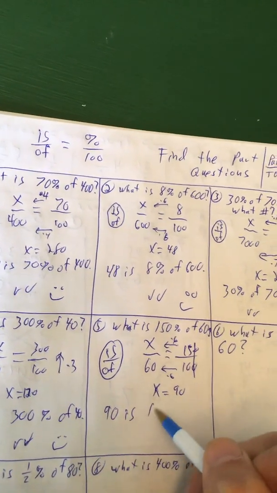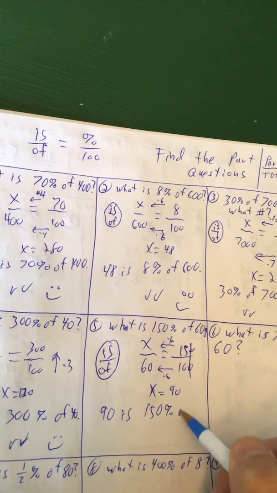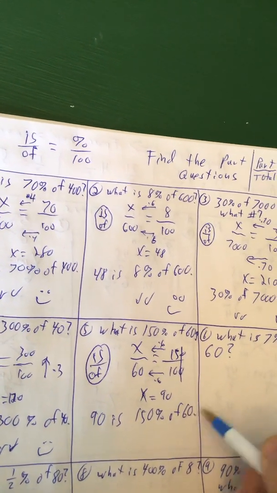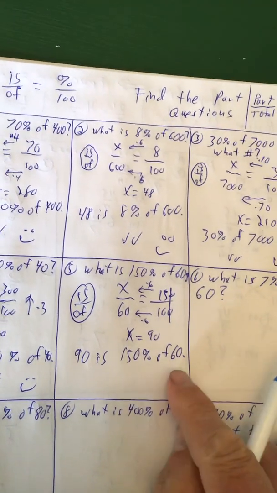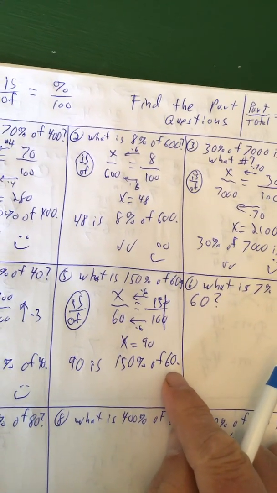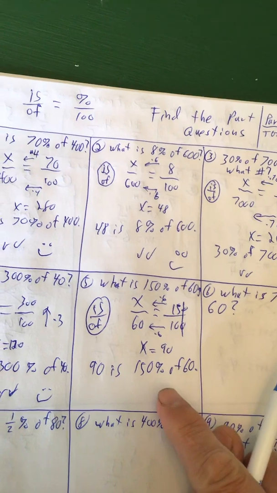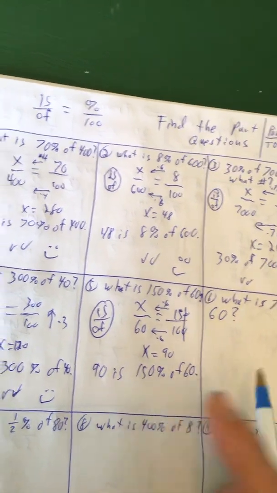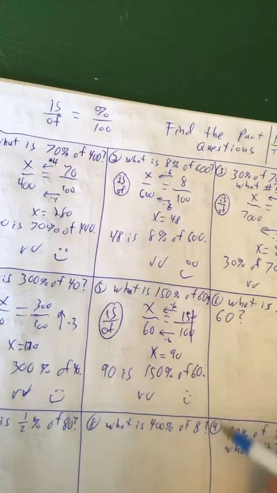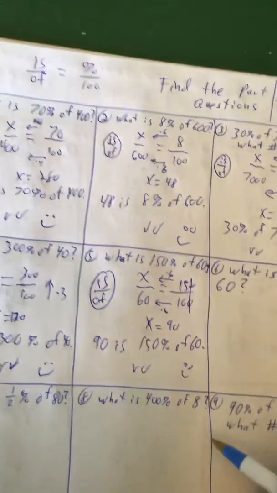90 is 150% of 60. 100% of 60 is 60. 50% of 60 would be 30. So shouldn't 60 plus 30, wouldn't that be, shouldn't 150% be 90? Aren't I right? And don't I know it? Doing my double check in my head.